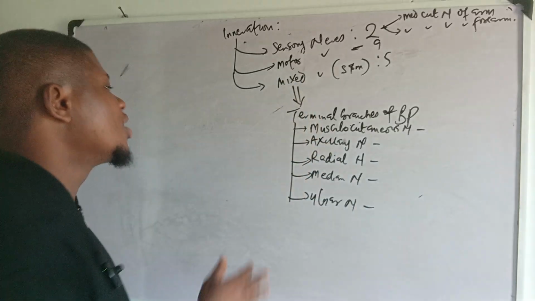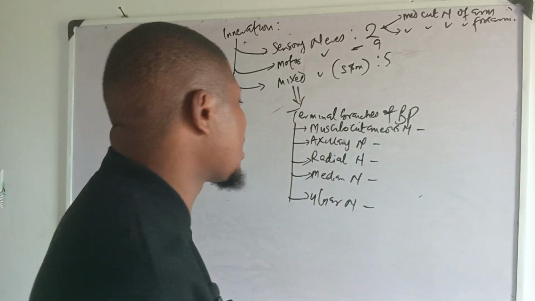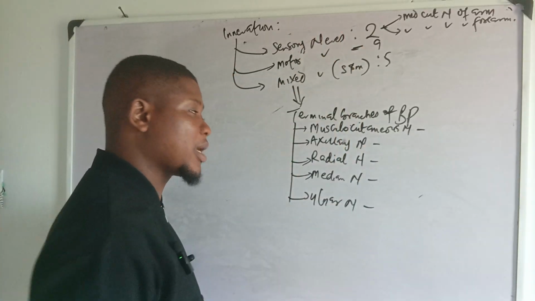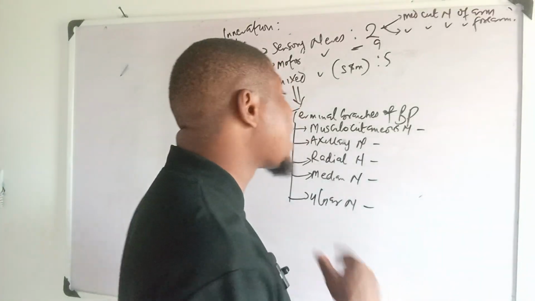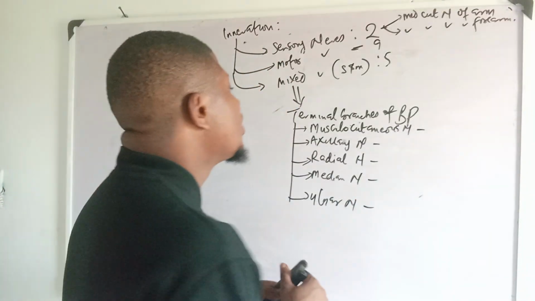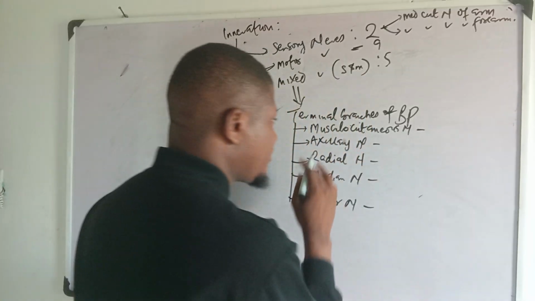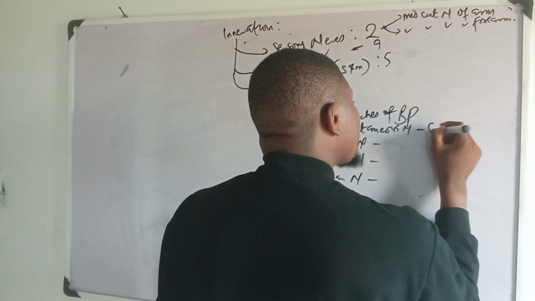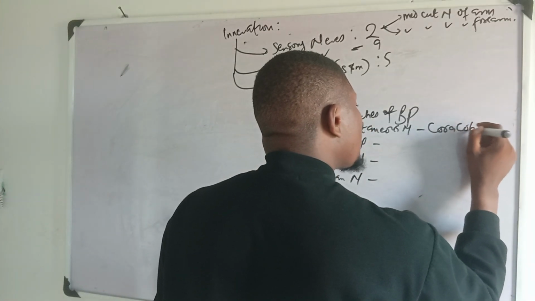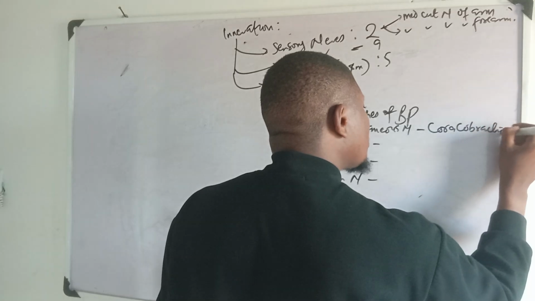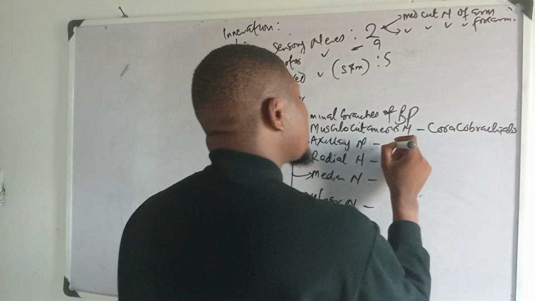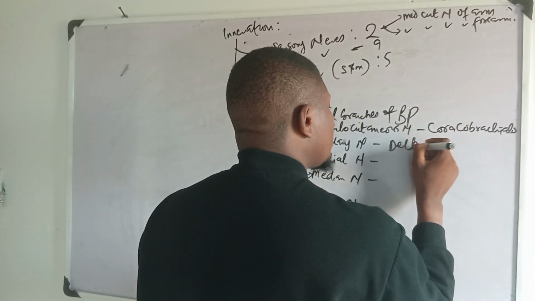So I think I've done it. We have explained everything about them in terms of their sensory supply. The only thing remaining is the motor part. I want you to know that these five nerves pass through muscles. This one passes through the coracobrachialis muscle. This one passes through the deltoid.